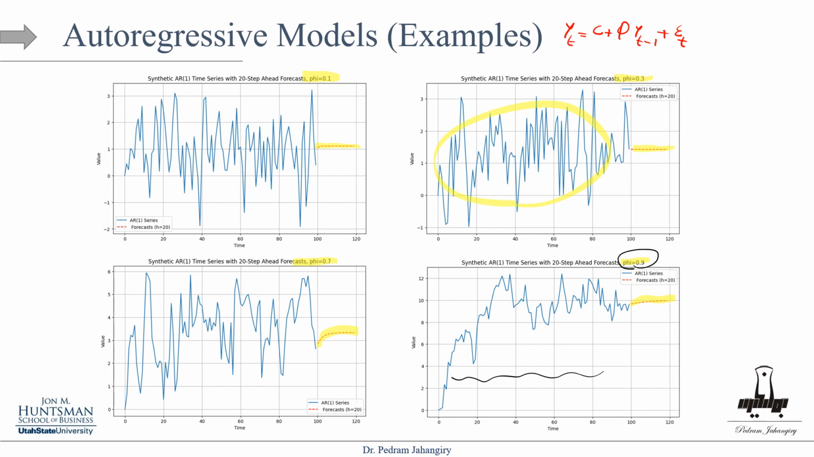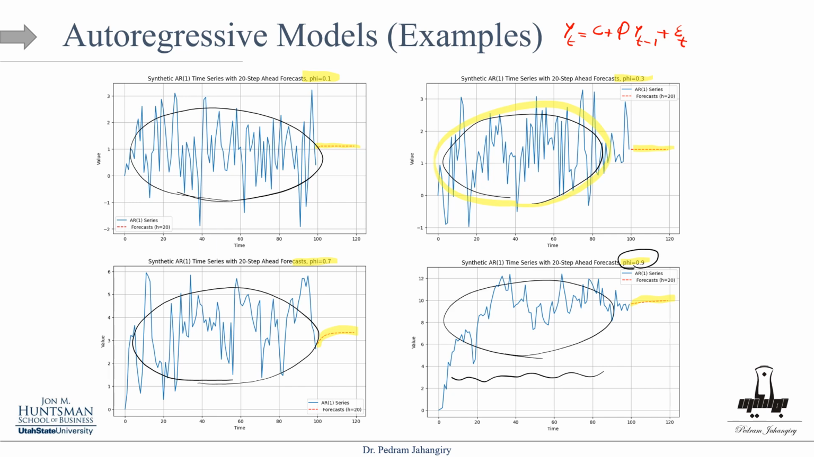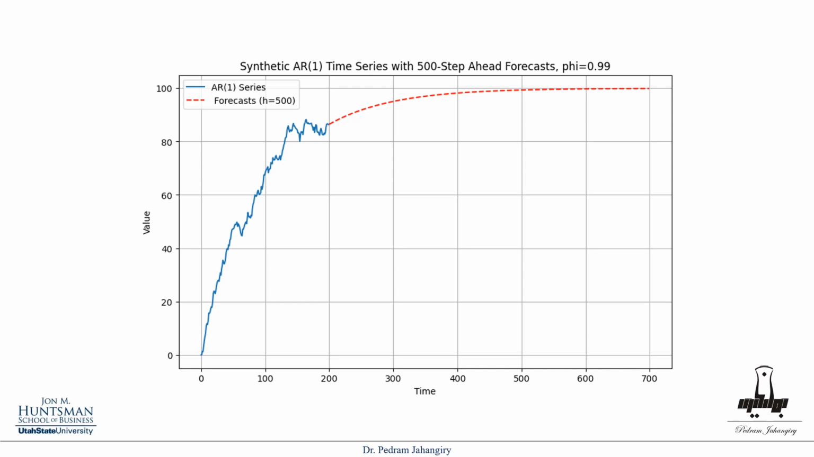I want you to just train your eyes with a time series like this. When you see something like this, that's what the AR model is able to capture, okay? Here's a case where phi is equal to 0.99. So this is very close to our random walk, right?